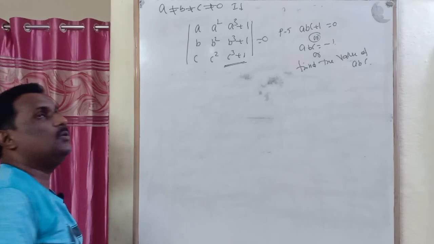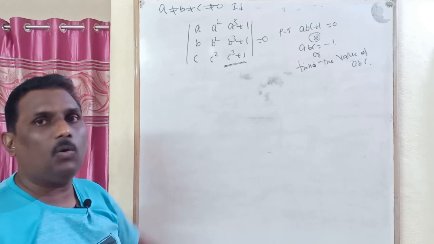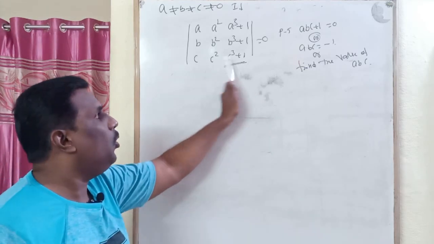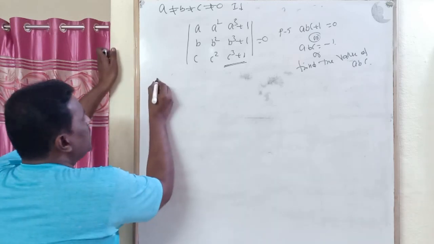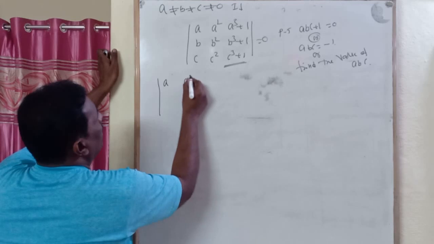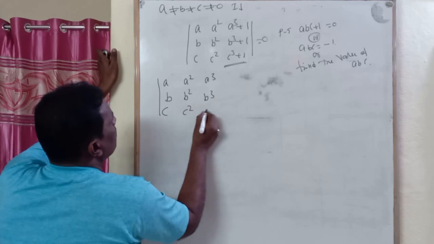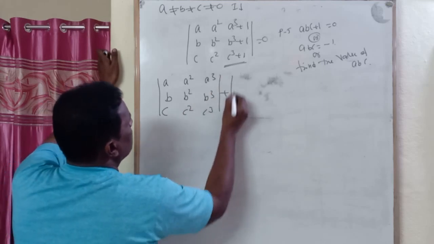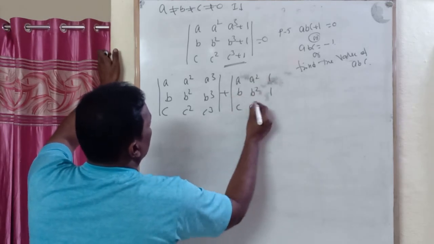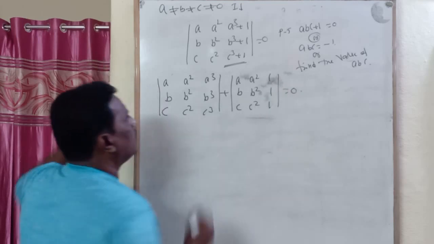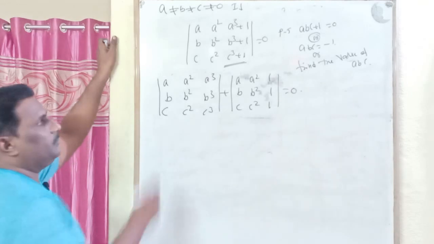Here I am going to use the last property discussed in the properties of determinants. If one column or one row is the addition of 2 numbers, then the whole determinant can be expressed as a sum of 2 different determinants. So this can be expressed like this: A square A cube, B square B cube, C square C cube plus A square 1, B square 1, C square 1, that is 0. So first elements in this determinant, next elements in the other determinant.